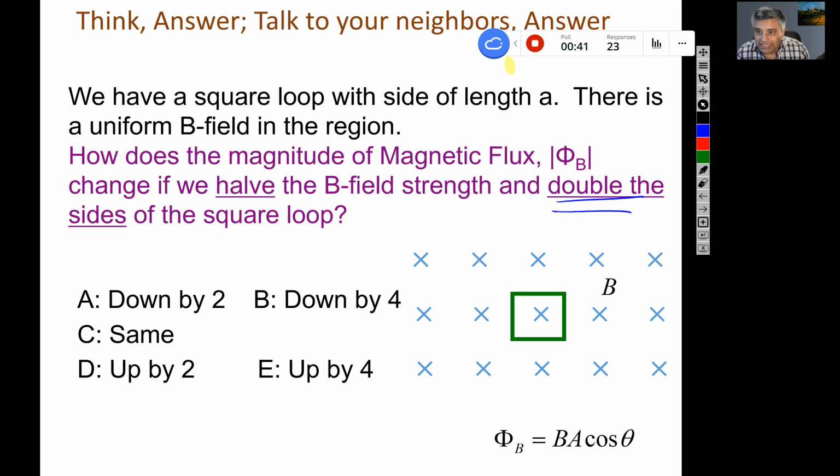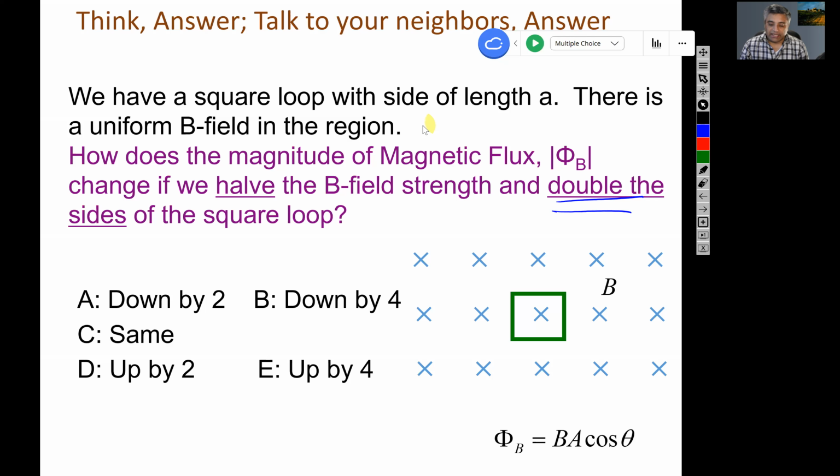Oops, 20 more seconds. Five more seconds. 5, 4, 3, 2, 1, and it stops. Okay.